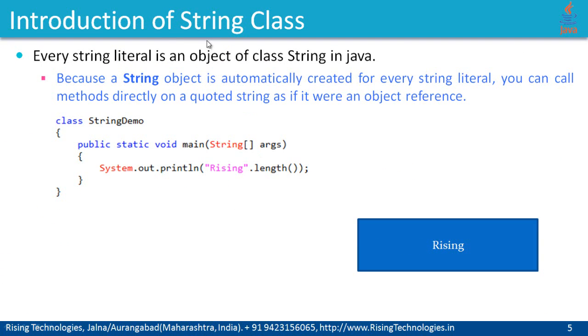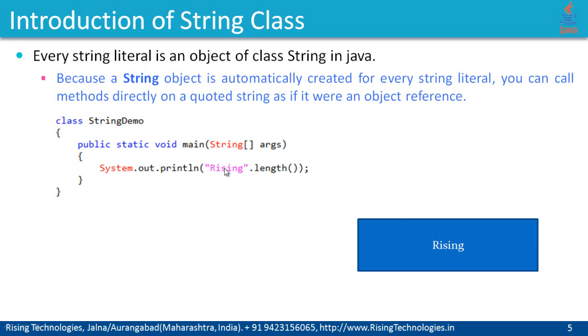We have just learned that every string literal is an object. So a string object is automatically created for every string literal. You can call methods directly on a quoted string as if it were an object reference variable. Now what I mean by that? This is a string literal that contains rising as its data, and we have just seen that Java creates an object for a string literal itself. So this rising string literal is itself an object of type string.